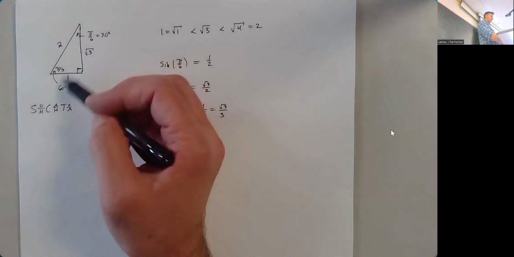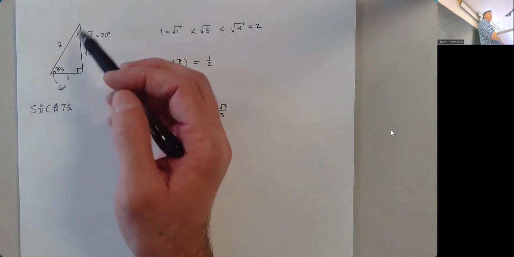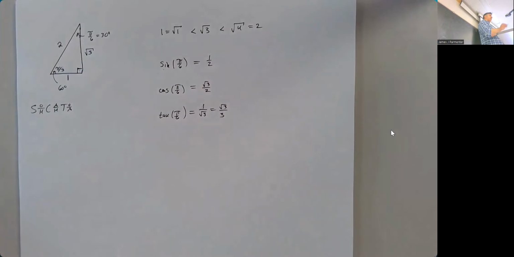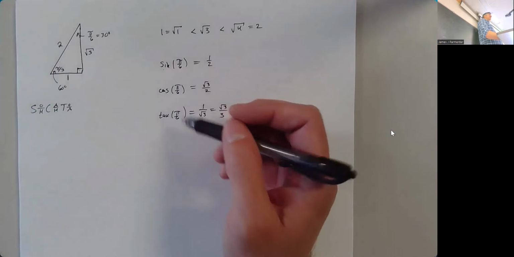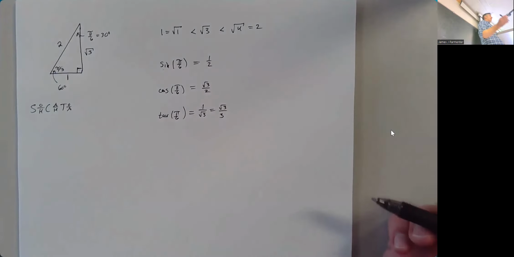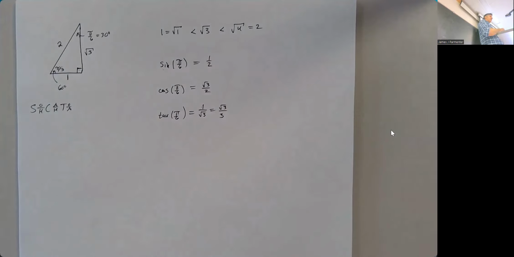When you have angles that are complementary, that add up to 90 degrees, the sine and cosine, or actually any co-functions, the values will interchange. So sine and cosine will switch, tangent and cotangent will switch, and secant and cosecant will switch from what they were before.